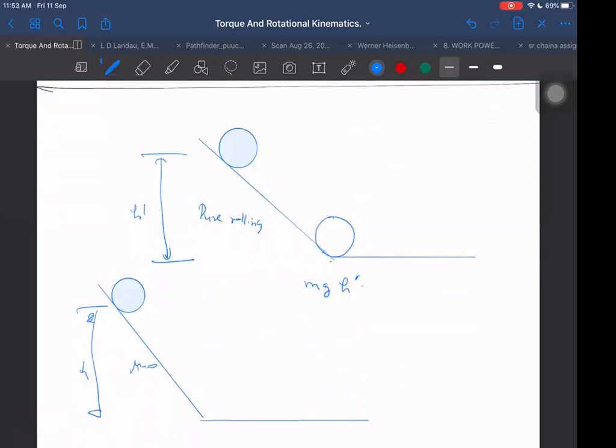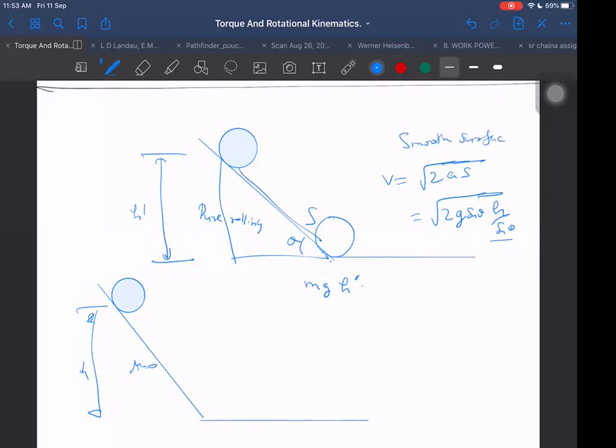So we can do it in many ways. In fact, one formula is for velocity. What is the formula for velocity? Root 2 as, which will be equal to root 2 into g sine theta into s. What will be s? Displacement. Displacement will be h upon sine theta. That happens for which case? That happens for the smooth surface.